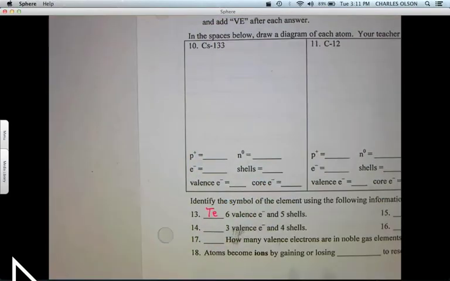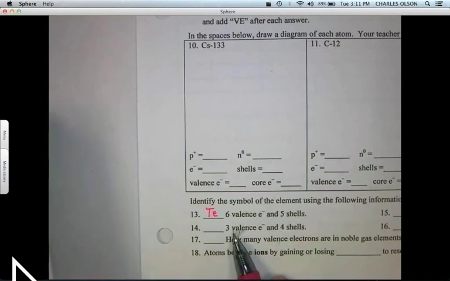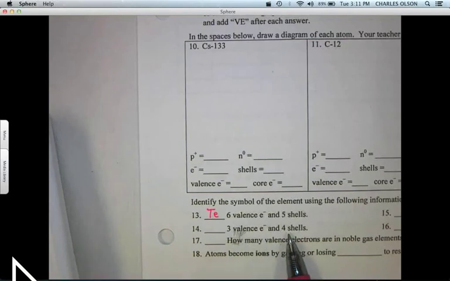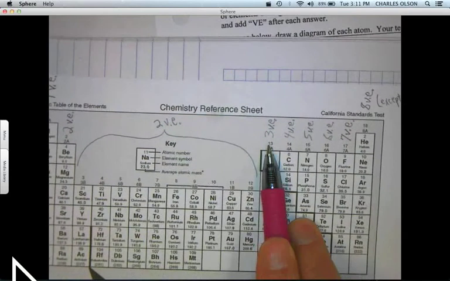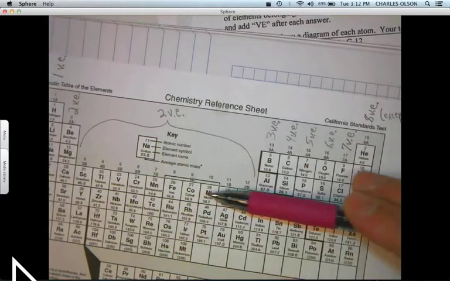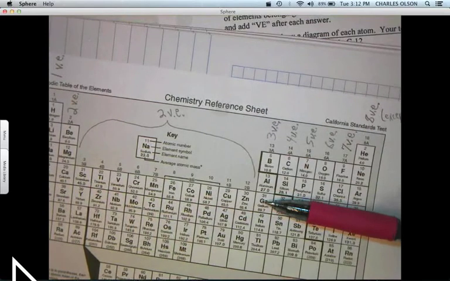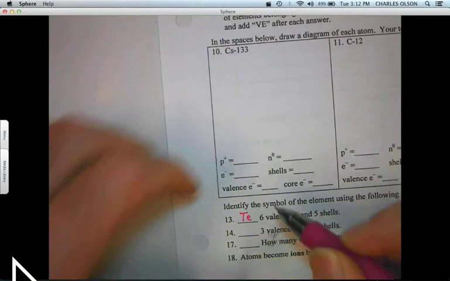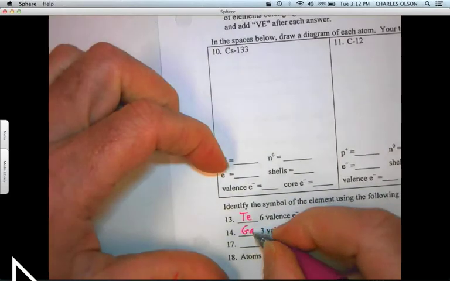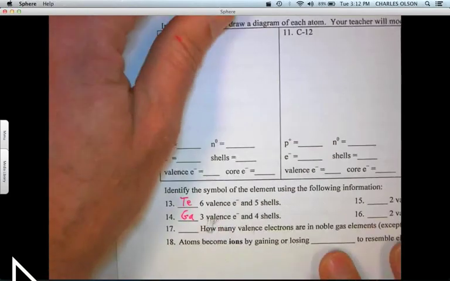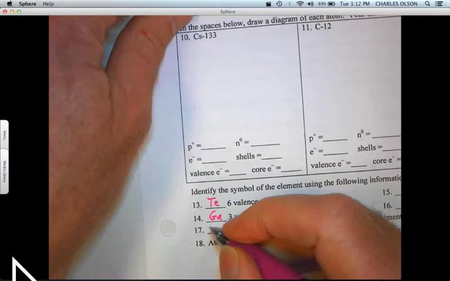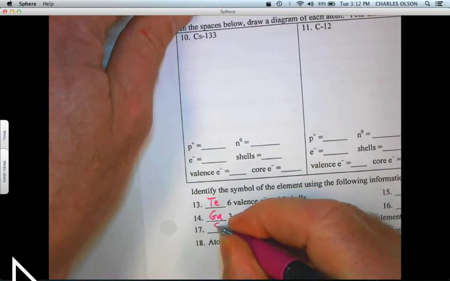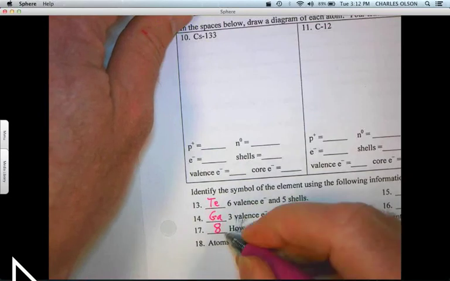And one other one. 3 valence electrons and 4 shells. 3 valence electrons is the boron family, and 4 shells, we are talking gallium, Ga. There we go. How many valence electrons in the noble gases except for helium? That is, of course, 8 valence electrons.